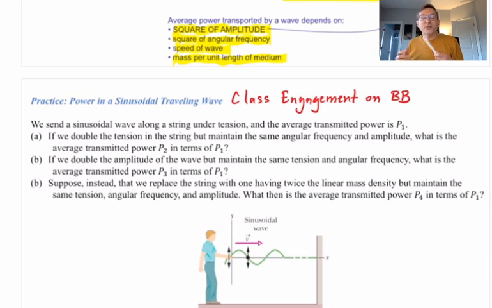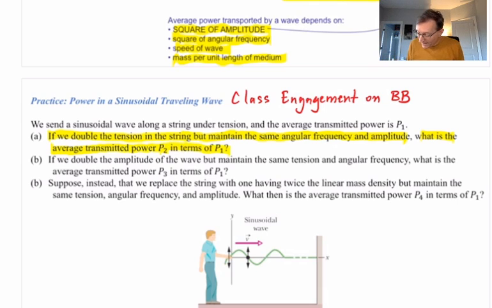So we start out by making such a sinusoidal wave. You can see it's traveling to the right at speed v. And we're doing it with an amplitude and a speed, from a tension and an angular frequency, such that the average power is an amount P1. That's given. But now we're going to make some changes and want to know how the power changes. So in the first case, A, we're going to double the tension in the string, but maintain the same angular frequency and the same amplitude. What is the new average transmitted power P2 in terms of P1?